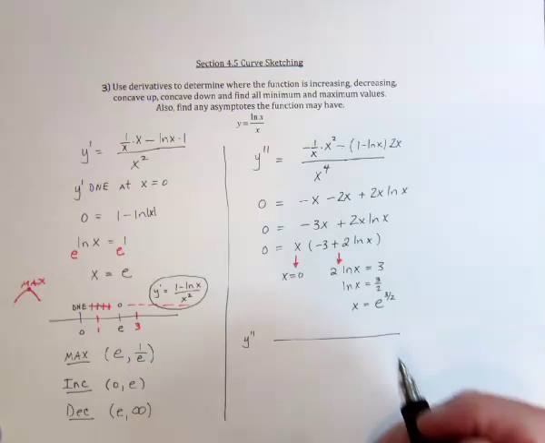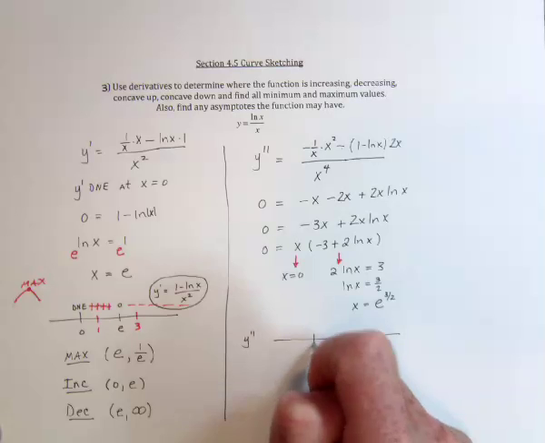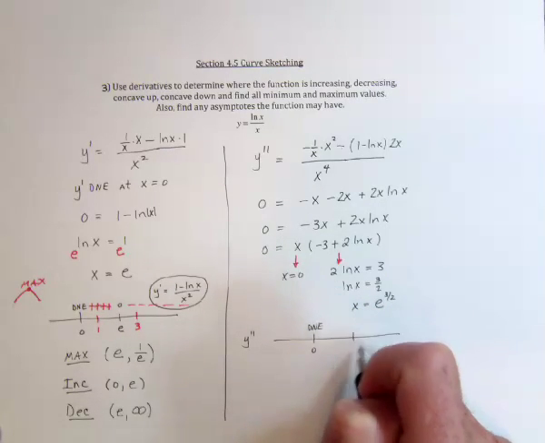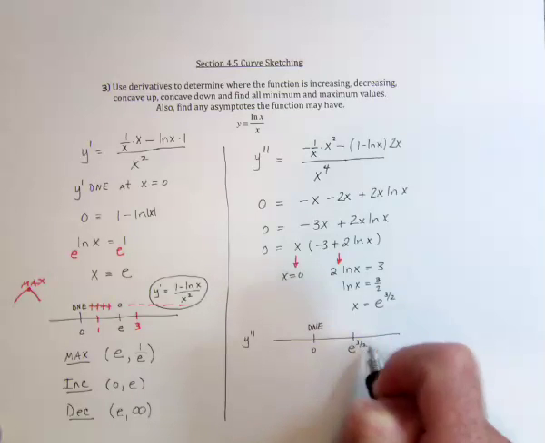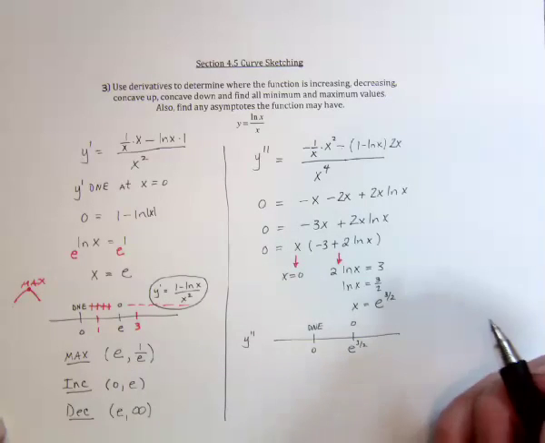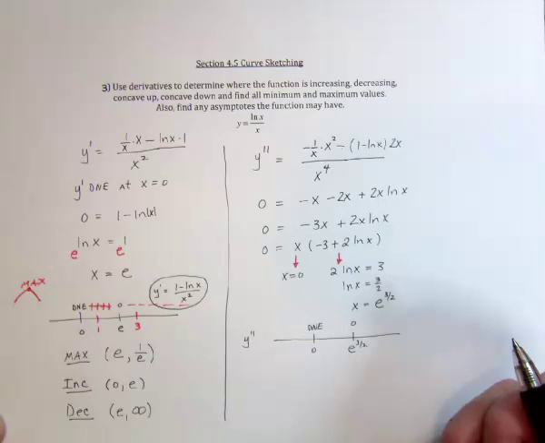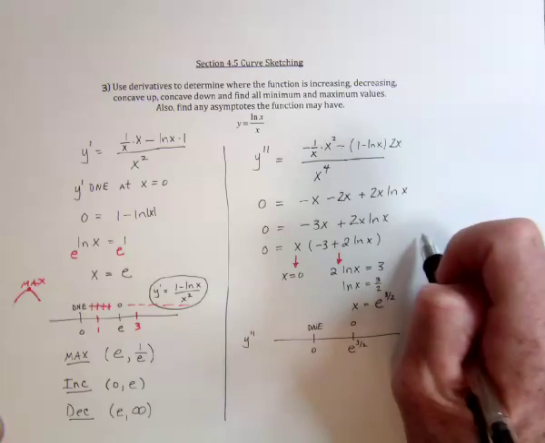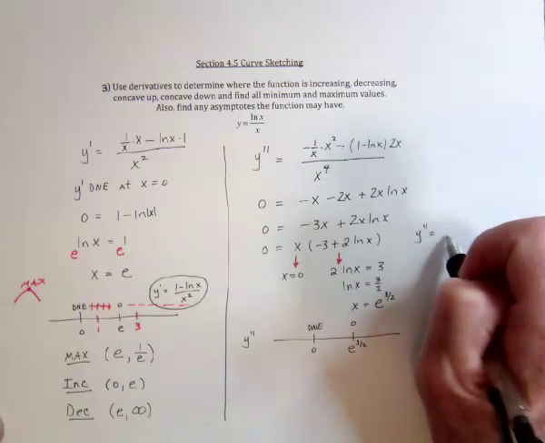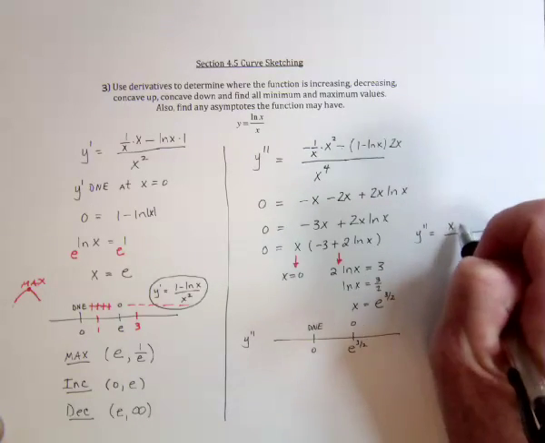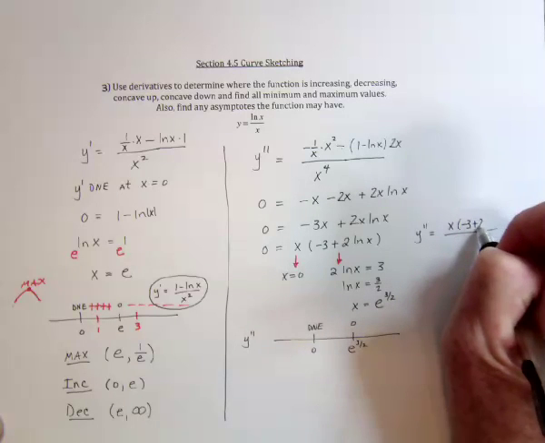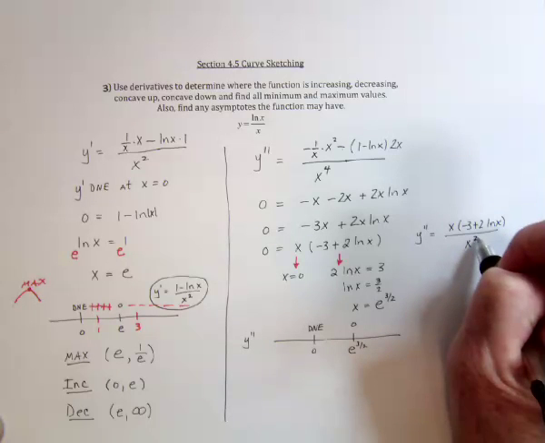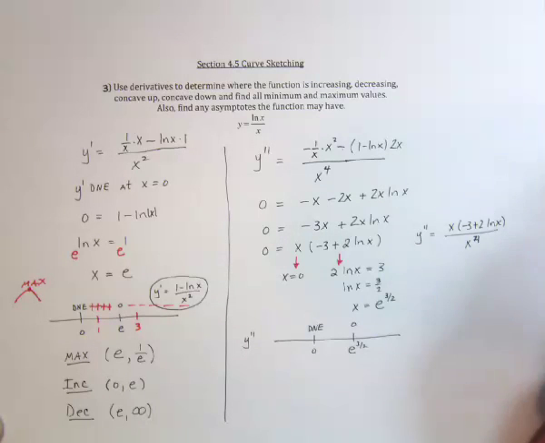For the second derivative, at 0, it does not exist. At e to the 3 halves, it equals 0. And from this algebra in here, we've got the second derivative equals x times negative 3 plus 2 natural log of x divided by x to the 4th.